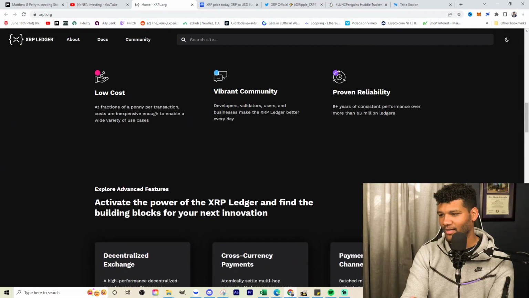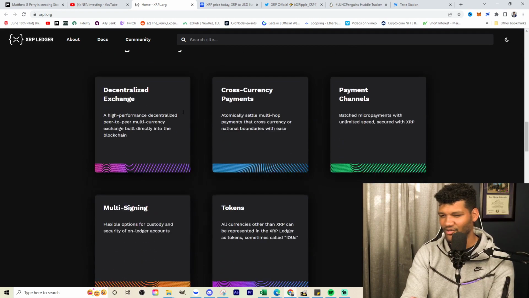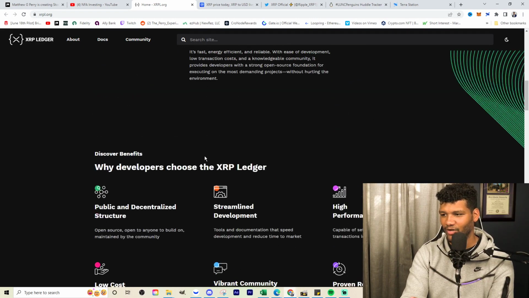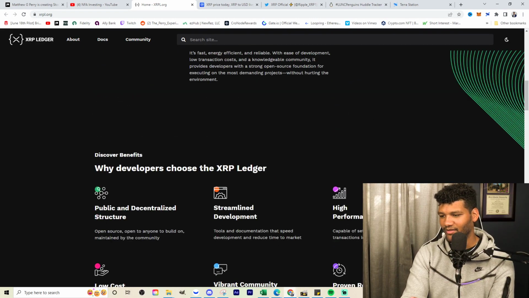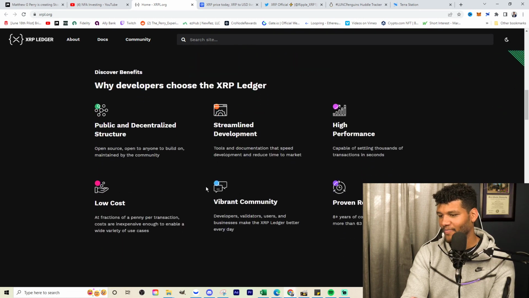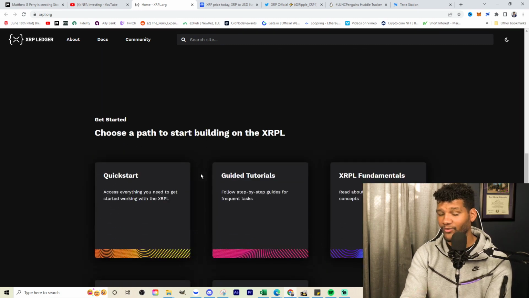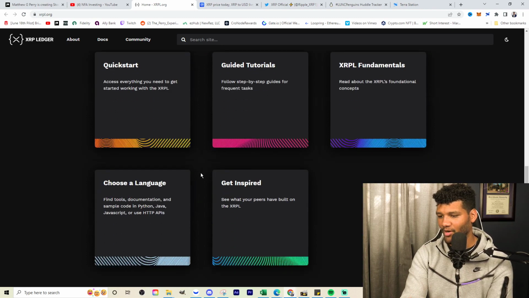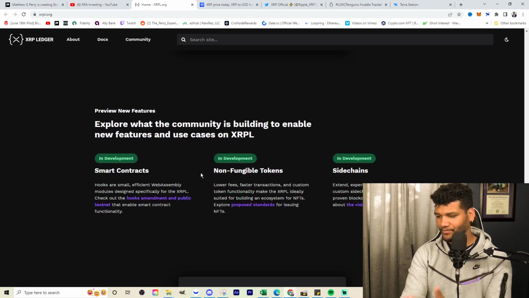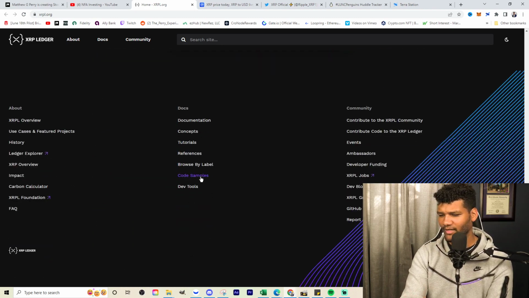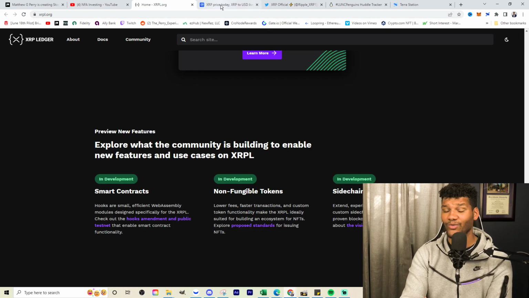Really well put together. Explains a lot of things. Obviously, just like every other crypto site, they talk about what the utility is, why the developers chose the XRP Ledger. I'm talking about the low cost, the high performance, proven reliability, all the different features that they do have here that we will go through in the breakdown that's on CoinMarketCap. So obviously, their site is all well put together.